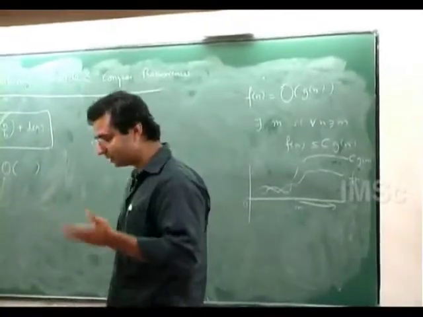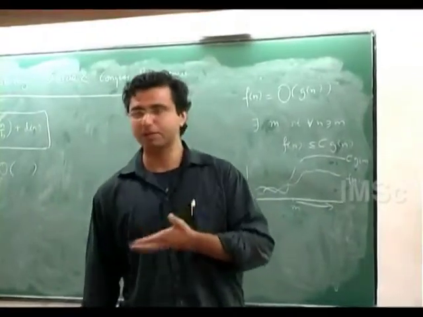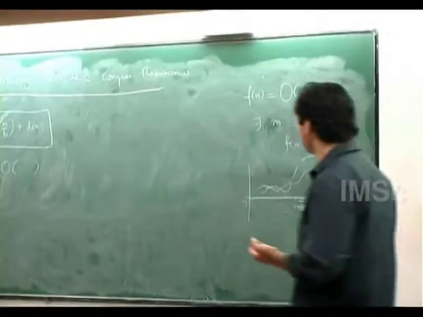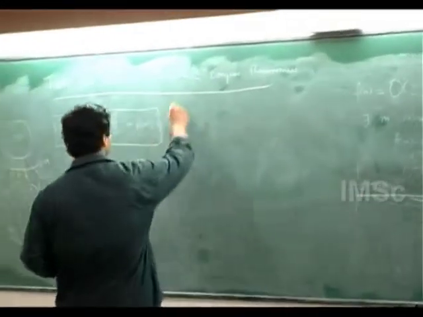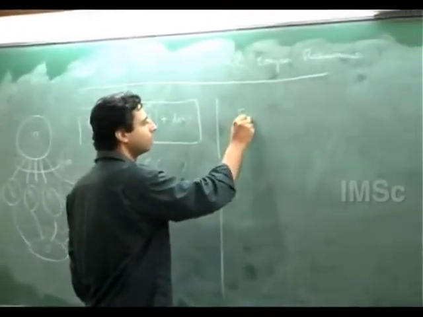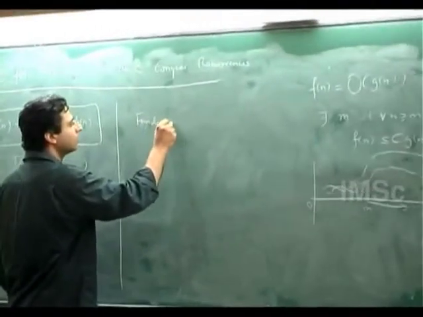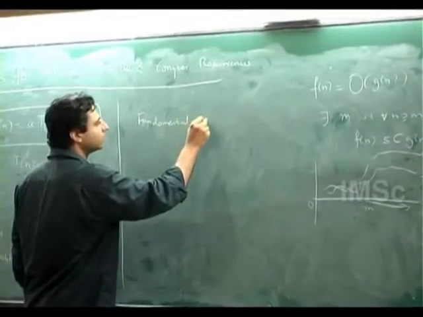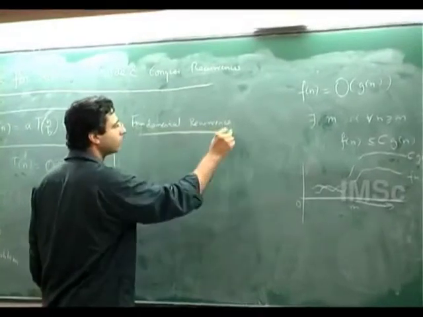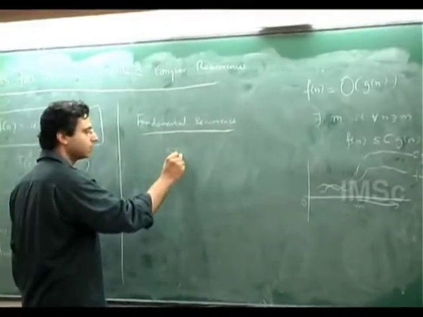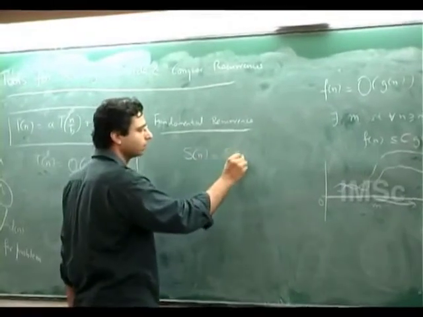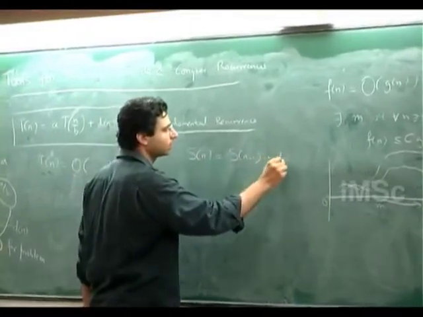So what I want to do is start solving such recurrences from fundamentals. And for that, we'll start with a fundamental recurrence, which we had seen in the last talk as well, which is of the form: the function S of n is S of n minus 1 plus d of n.